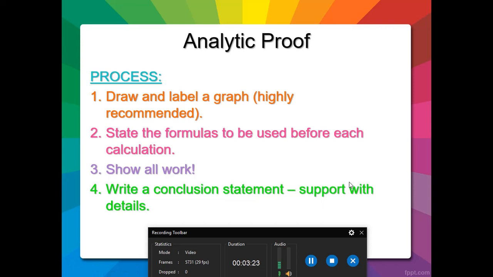When we get to the end of this proof or this section, we're going to write a conclusion statement. Make sure you support it with details. Pretend like you're in English. We want to give facts. We want to incorporate our math, and then finally state a conclusion. So usually it's 2 to 3 sentences.